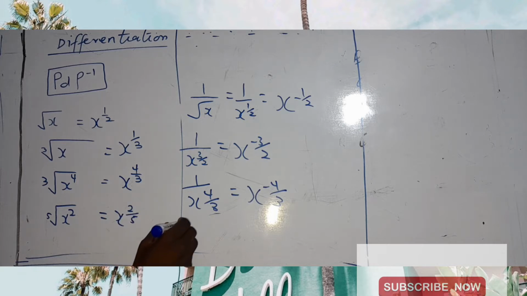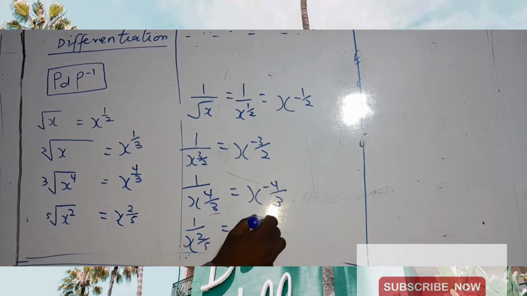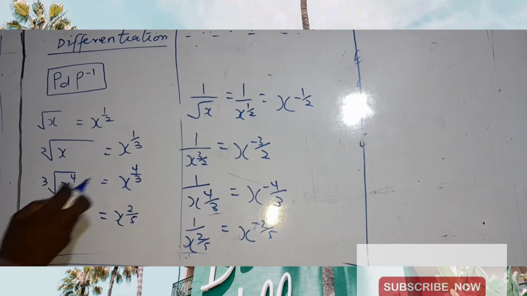Let me give another example. What if you have, let's say, 1 over this same number, x raised to the power 2 over 5? You have to rewrite it in linear form here, so that you have it as x raised to the power minus 2 over 5. Now we know how to express this in power form.